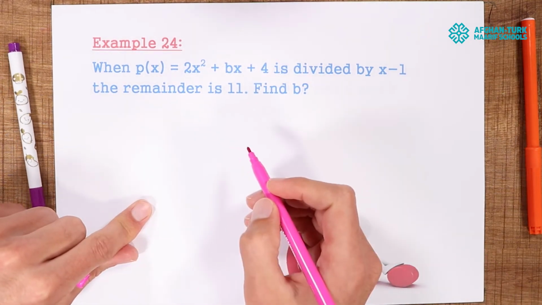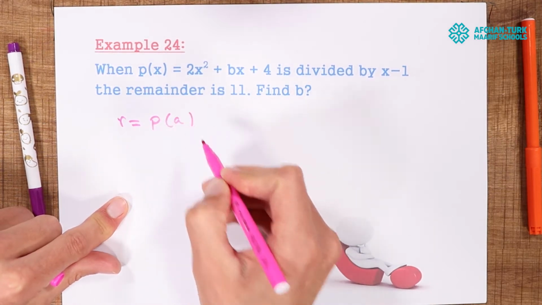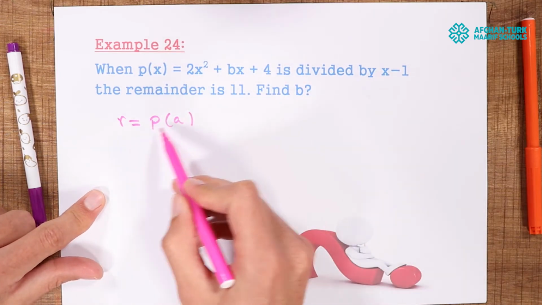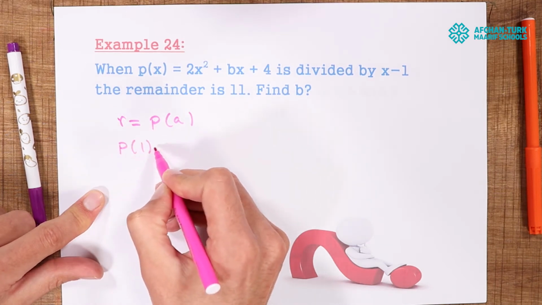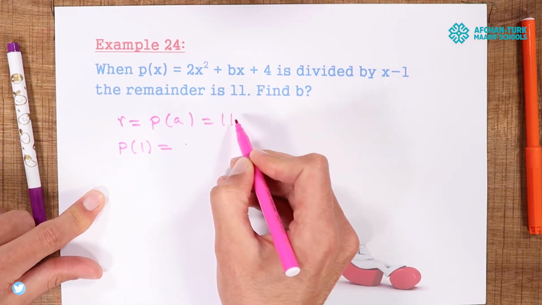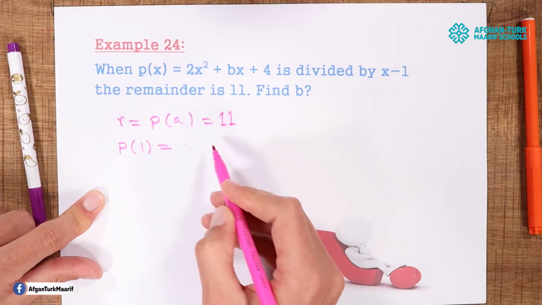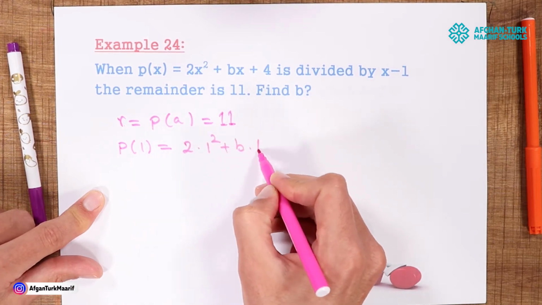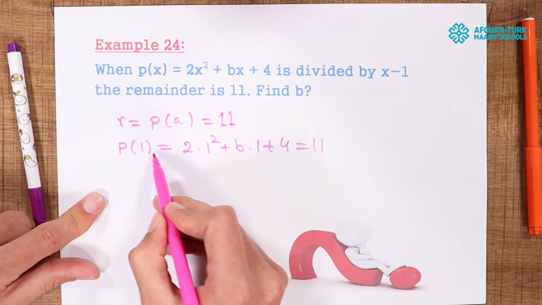As we said before, the remainder was p of a, if you remember from the previous video we studied. So in here, a is 1. p of a, or p of 1, is equal to the remainder, which is 11. It is given in the question. So p of 1 is 2 times 1 squared plus b times 1 plus 4, and this is equal to 11. The remainder is 11.